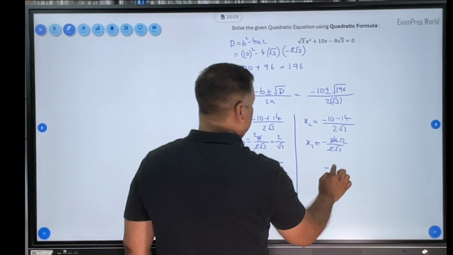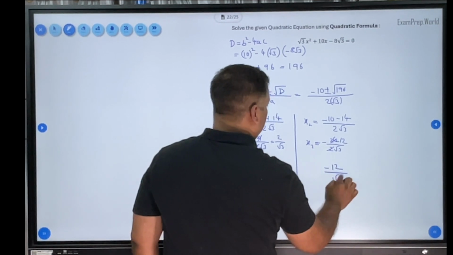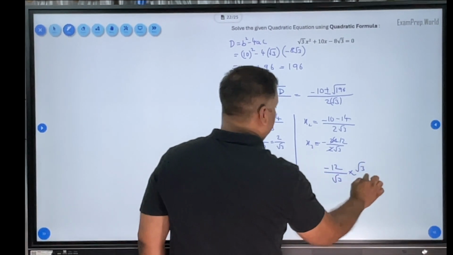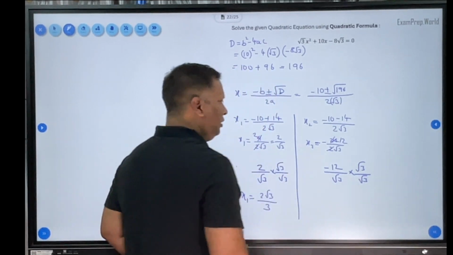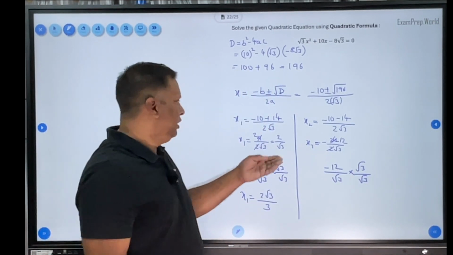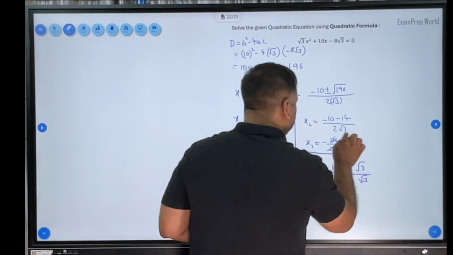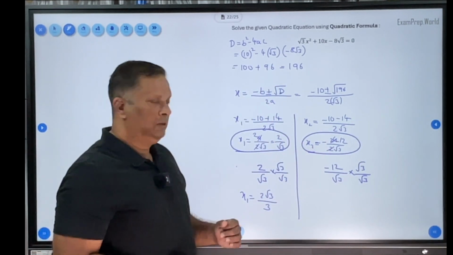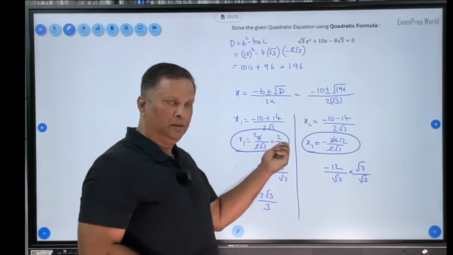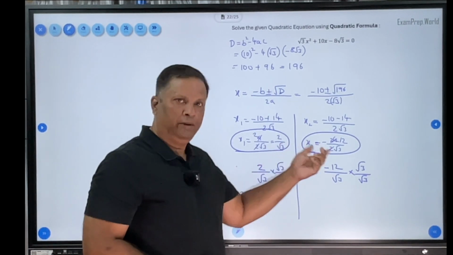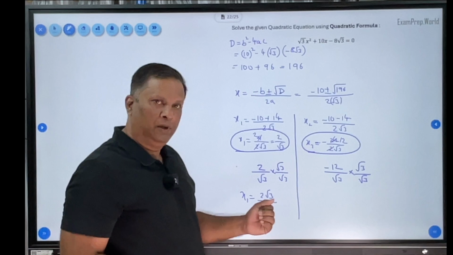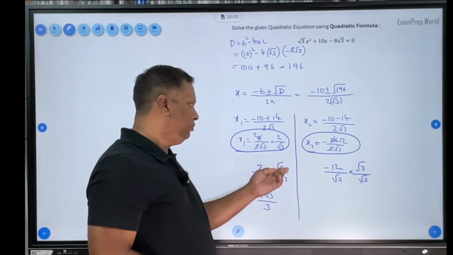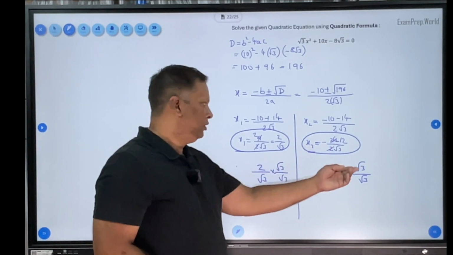It is minus 12 divided by root 3, multiply root 3 in numerator and root 3 in denominator. Why are we doing this? See, here your answer has ended. But some examiners don't accept root numbers, or radicals, in the denominator. So we have to get rid of them. How to get rid of them? Multiply the same thing in numerator and denominator. This is the simplest technique.